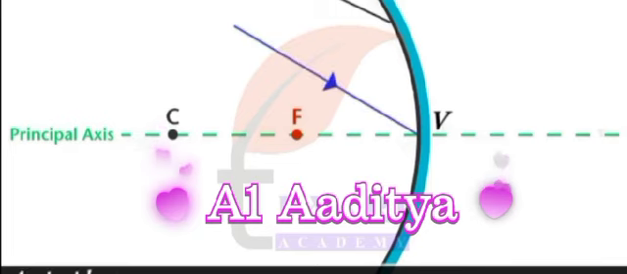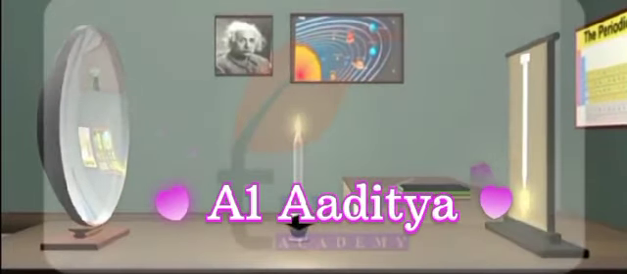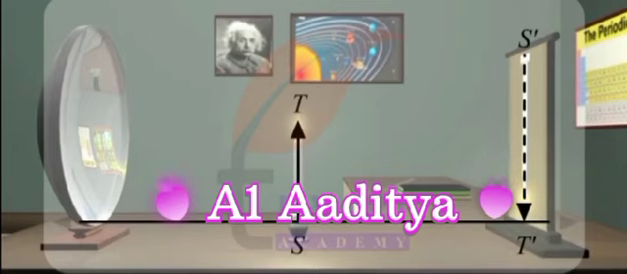An incident ray which strikes the mirror at its vertex V is reflected such that its angle of incidence with respect to the principal axis is equal to its angle of reflection. Consider an object ST which is placed at a distance P from a concave spherical mirror. For the sake of definiteness, let us suppose that the object distance P is greater than the focal length F of the mirror.